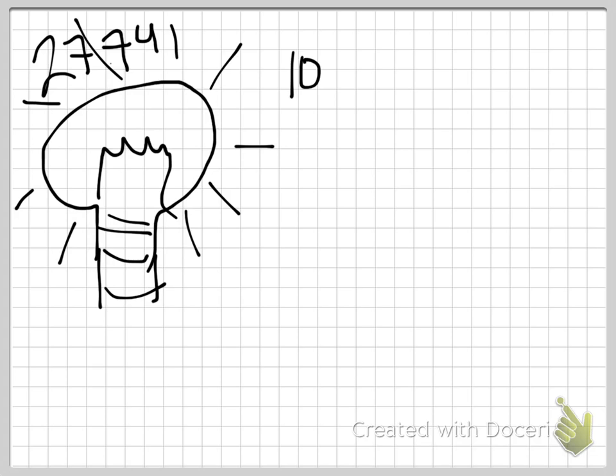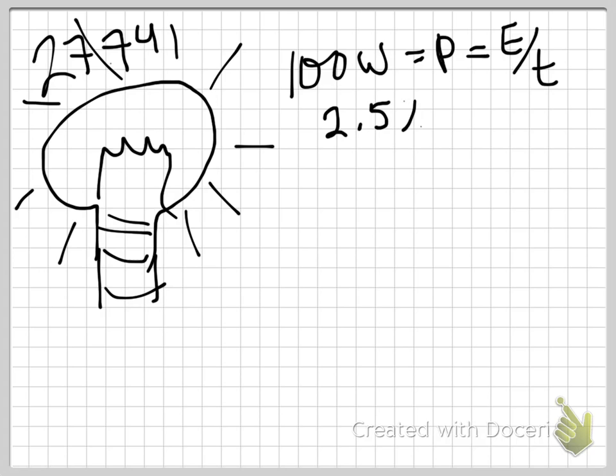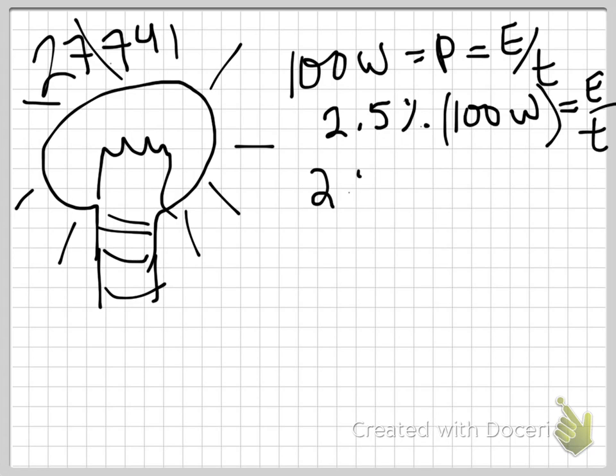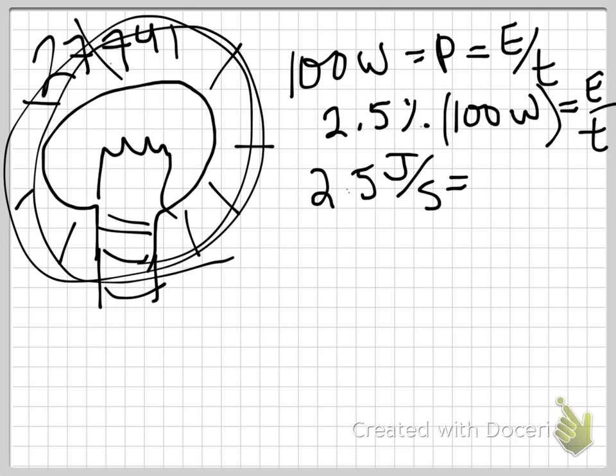And it says it's a 100 watt bulb, which we know is the power, which is the energy per time. But it's only a certain percent. In my question, it's 2.5%, so I'll use that. So basically, 2.5% times 100 watts is equal to the energy per time. So 2.5 joules per second, which is what a watt is, equals the energy of all of these photons per second. So that's NhF per T.